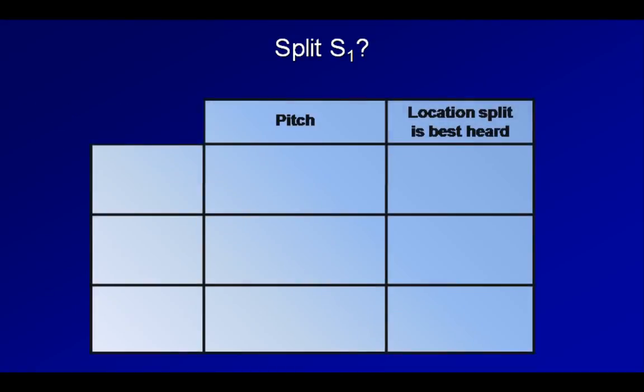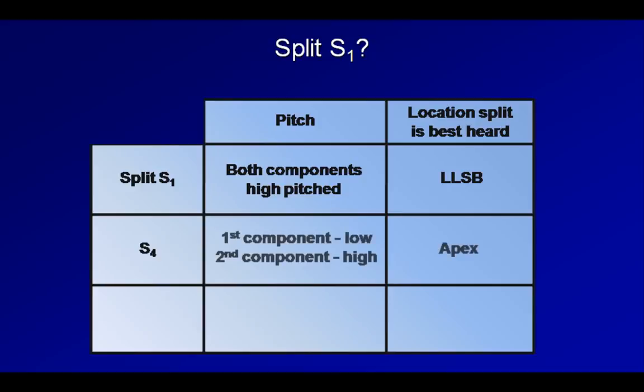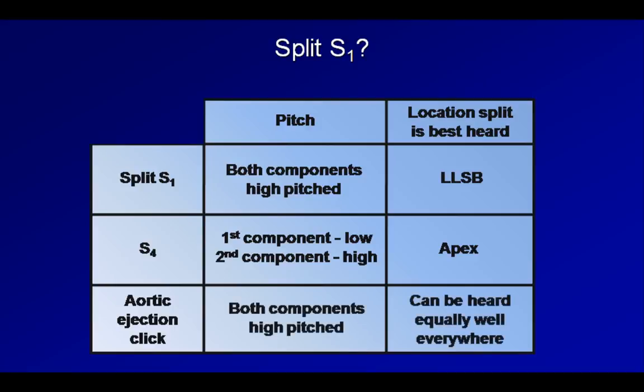For a truly split S1, both components of the split will be high-pitched, and the split is best appreciated at the left lower sternal border. For an S4 mimicking a split S1, the first component will be low-pitched, and the second will be high. The splitting here will be best appreciated at the apex. Finally, for an aortic ejection click, both components will be high-pitched, but the split can usually be heard equally well in all cardiac areas.